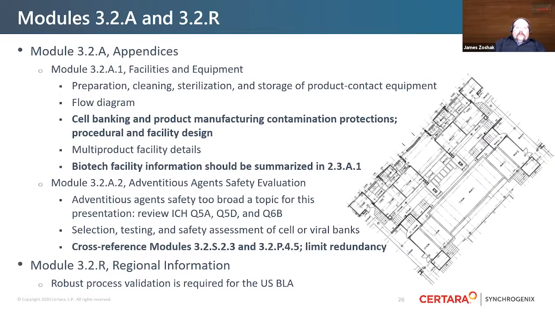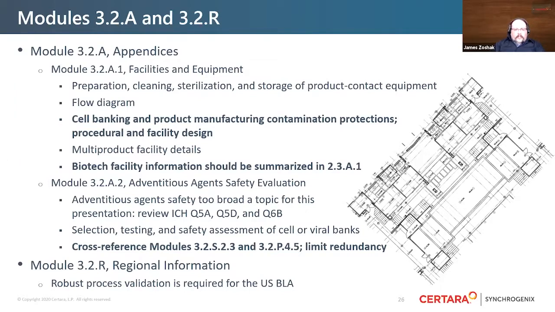I'm finishing off with the discussion of the appendices and regional information in 3.2a and 3.2r. The facilities and equipment appendix is a major focus for biologic applications. I once had an R&D manager tell a regulatory affairs colleague that he could manufacture their biologic in the parking lot on mobile skids, as long as he was honest with the agency about it. I like his faith in the regulatory compliance process, but I don't think he'd have a lot of success.